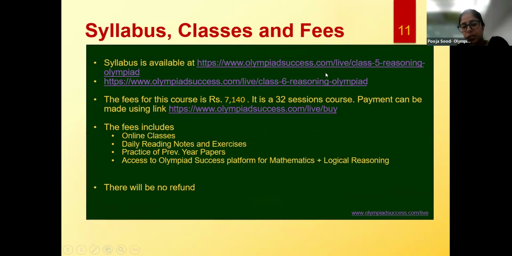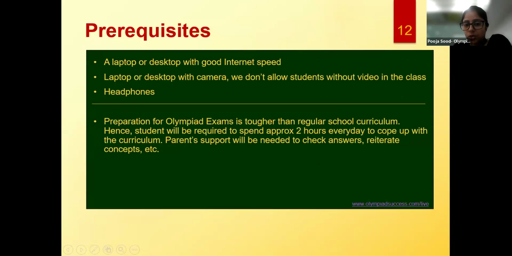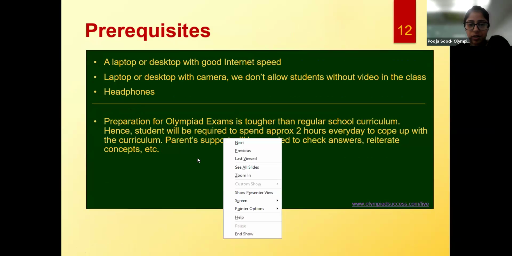For grade 5, you have to click on this link. For grade 6, you have to click on this particular link. The fees for this course is 7,140 rupees and it will be a 32-session course. Payment can be made by clicking on this particular link. The fees include online classes, daily reading notes and exercises, practice of previous year papers, and access to the Olympiad Success platform for mathematics and logical reasoning. What you need is a laptop or desktop with a good internet connection and good camera clarity for a better picture, and good headphones for better audio clarity. You have to just spare 2 hours every day from your regular studies. As I told you earlier, Olympiad examinations are a little tougher than the regular examinations.